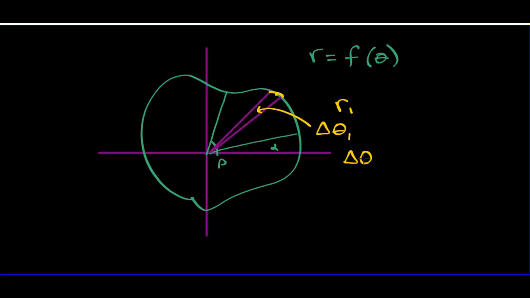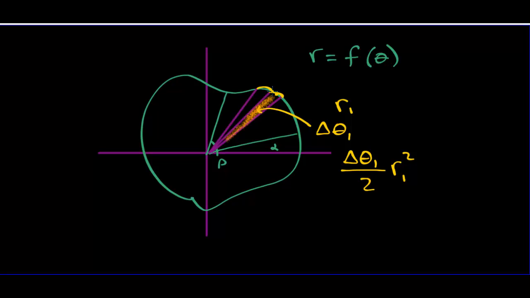I can say delta theta 1 over 2 r1 squared. And that will give us an approximation for this little sector here, okay? Just for this little sector. And then I can do the same thing for other sectors. I'm going to keep going with this, and every time I do it, I get another little approximation, right? That's not exact.